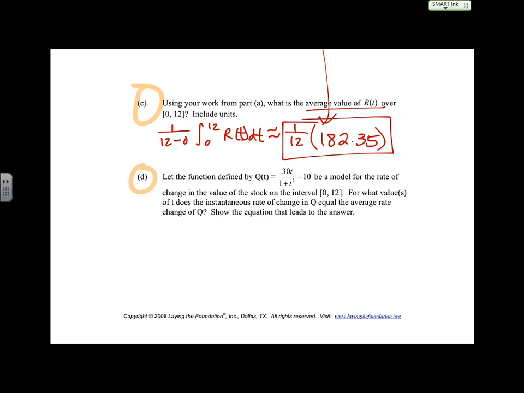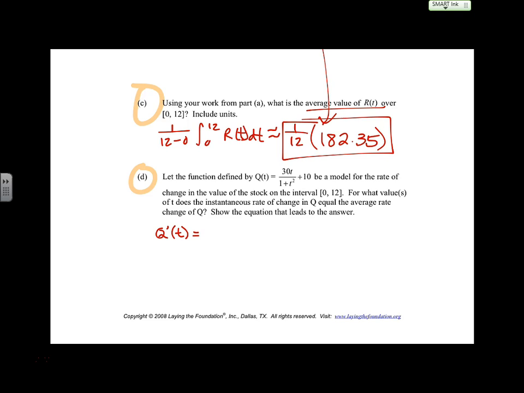Nice. They give us a function, and I'm hoping we can just put that function into our calculator. So the rate of change in the value on the interval 0 to 12. For what value does the instantaneous rate of change equal the average? Guys, help me. You know this. Instantaneous rate of change, how do I find it? Derivative. When you see instantaneous, you think derivative. So you need to translate. For what value of t does the instantaneous equal the average?